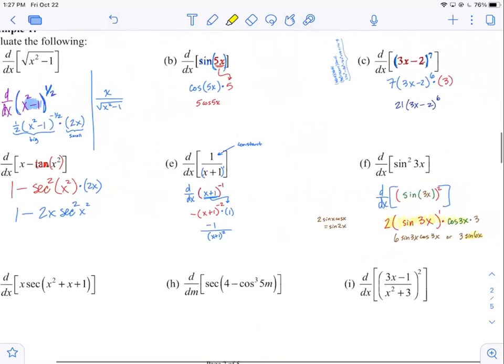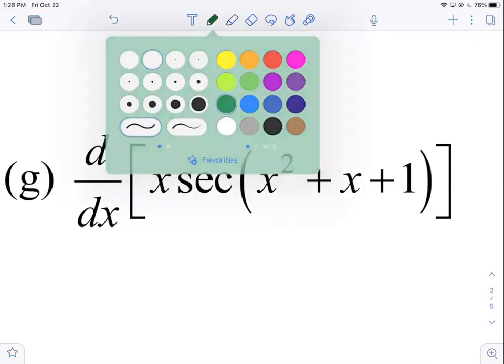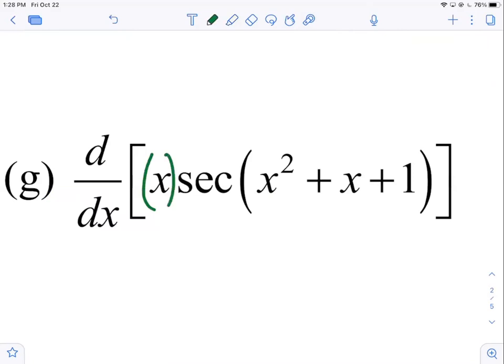Okay, so far so good? Yeah, all right, let's move to letter G. We can now combine the chain rule with other rules. You walk up to this problem, it's the derivative with respect to x of x, a variable, times secant of a variable. So what rule out of the box are we going to use here? Product rule. Good. You have a variable function times a variable function.